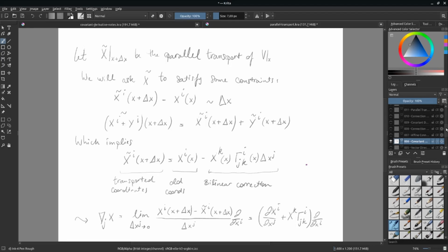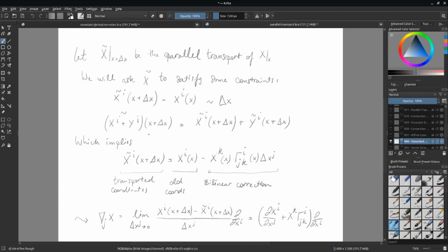And the intuition is that, let's say we have this X tilde that's supposed to be the parallel transport of not v but X. So we have the original vector at x, and we've somehow moved it over to the tangent space at x plus dx, and so we call it X tilde. We'll ask it to have a few constraints and conditions. The first one being that, here we're comparing just coordinates, right? The ith coordinate of X tilde minus the ith coordinate of X at the point x should be proportional to delta x. Roughly speaking, what this means is that it should be linear or an affine map.